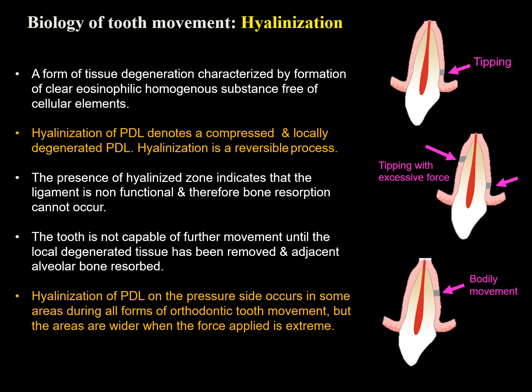So we shall now see what hyalinization is. So we were talking about it several times. So now we shall go into a little more details on what hyalinization is. So it is a form of tissue degeneration characterized by formation of clear eosinophilic homogeneous substance free of cellular elements. So it basically denotes a compressed and locally degenerated periodontal ligament. The presence of hyalinized zone indicates that the ligament is non-functional and therefore bone resorption cannot occur.